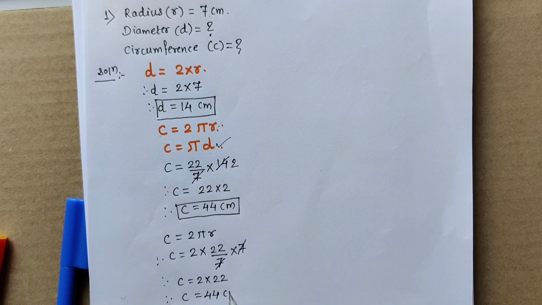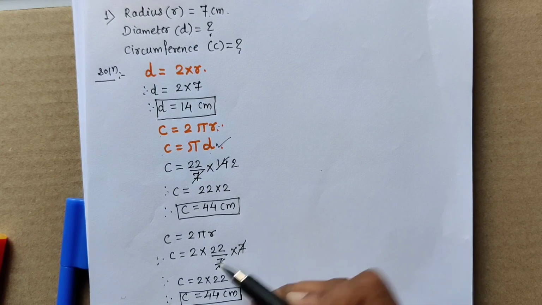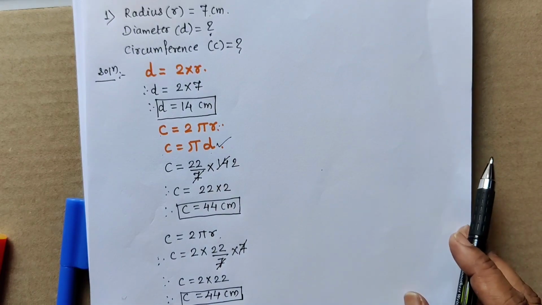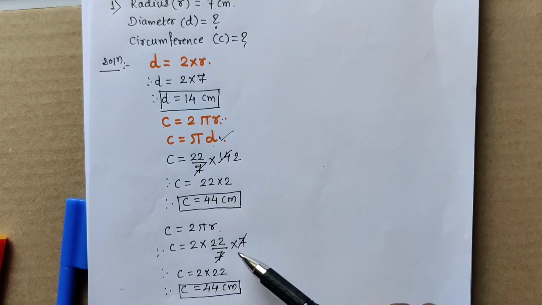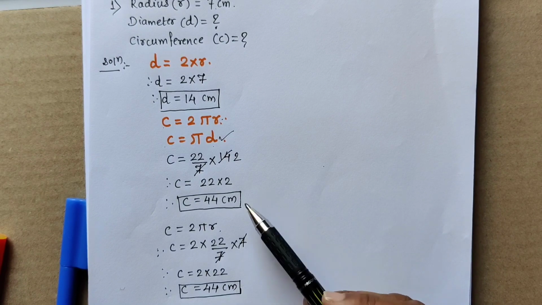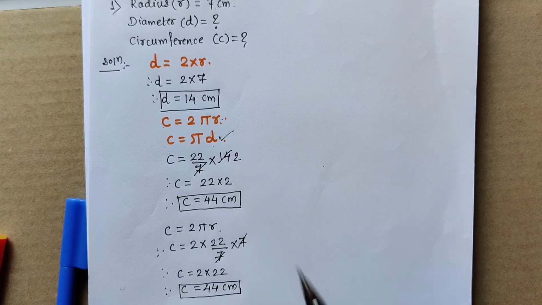So as you all can see, whether you use the first formula where the radius is given or you use the second formula where the diameter is given, we will get the same value for circumference of the circle. So in this way we have to solve the sum.